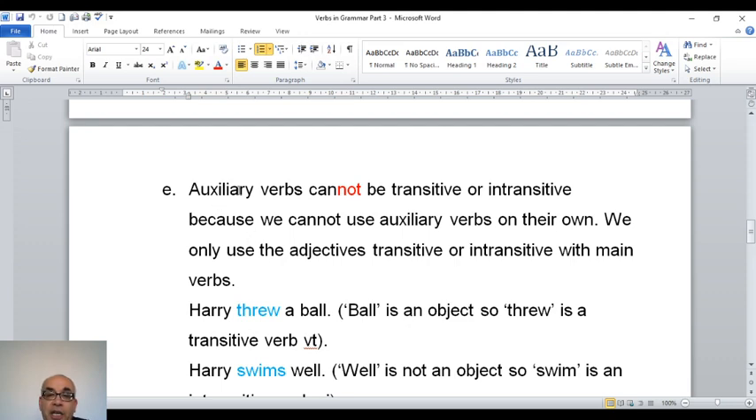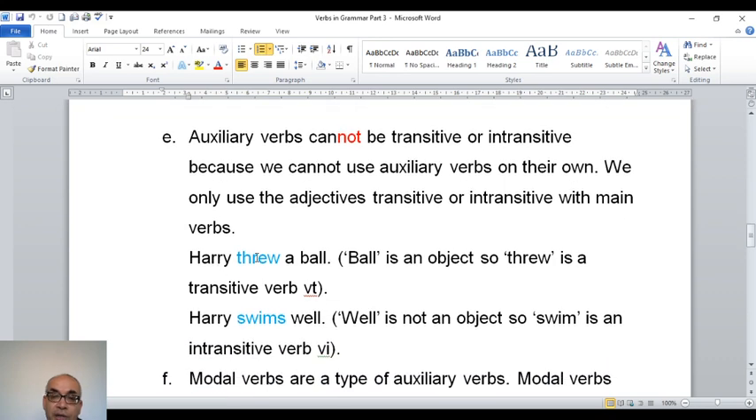Number E, auxiliary verbs cannot be transitive or intransitive because we cannot use auxiliary verbs on their own. The best way to understand auxiliary verbs is to think they are helping verbs. Auxiliary verbs are helping verbs, and they help us to make questions, they help us to make negatives, and they help us to make tenses. We only use the adjectives transitive and intransitive with main verbs.